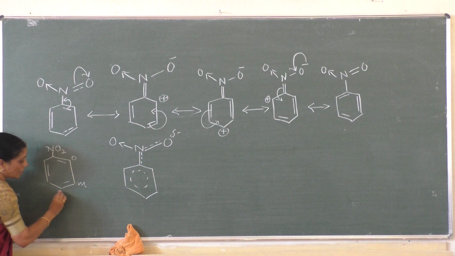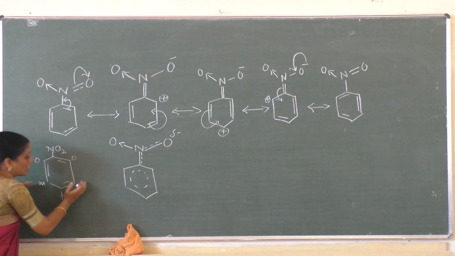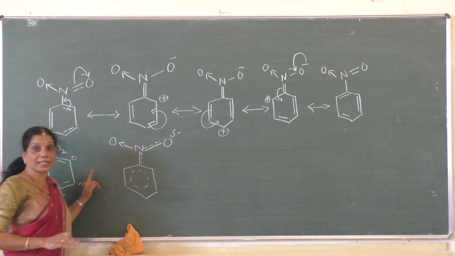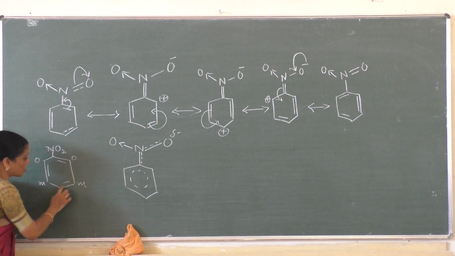This is meta, this is para. From this side, the immediate next carbon atom is always ortho. Then this is meta. Like that, we can differentiate the carbon atoms only if a carbon atom of the benzene ring contains any other atom or a group of atoms. Then we can differentiate like this.